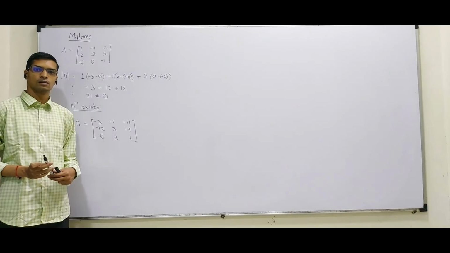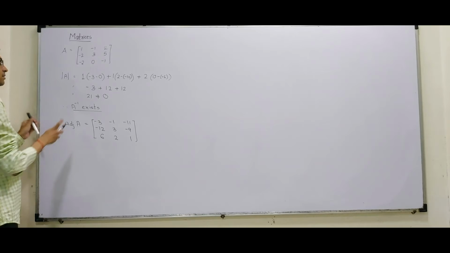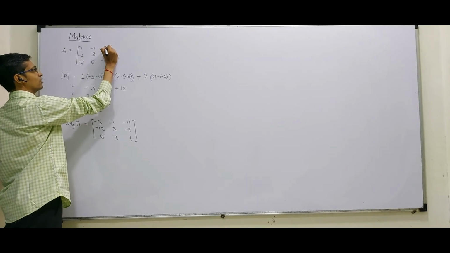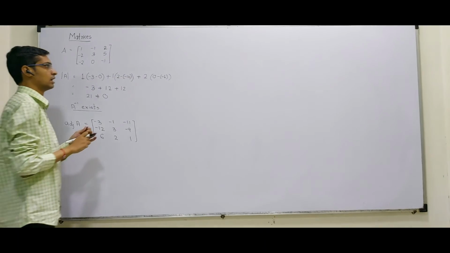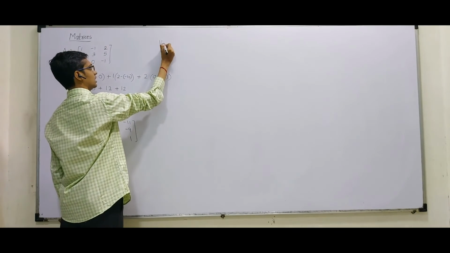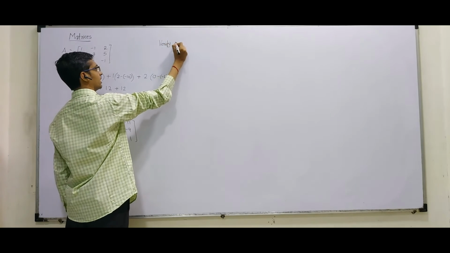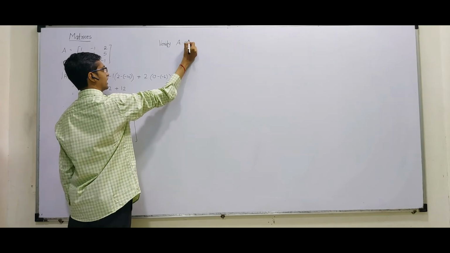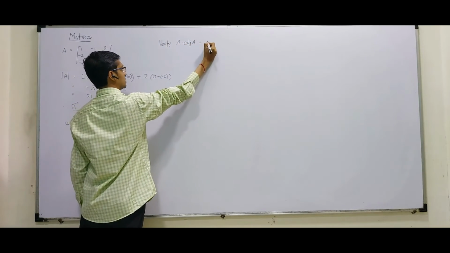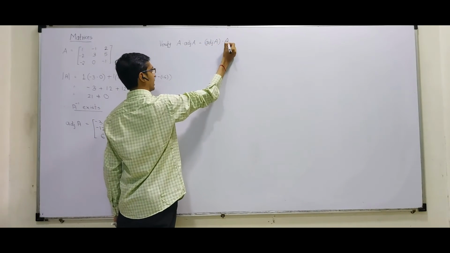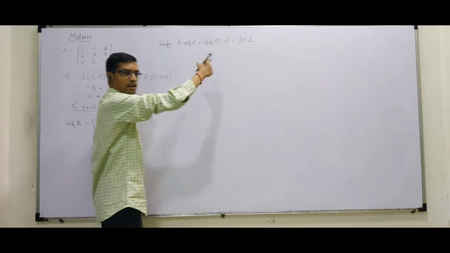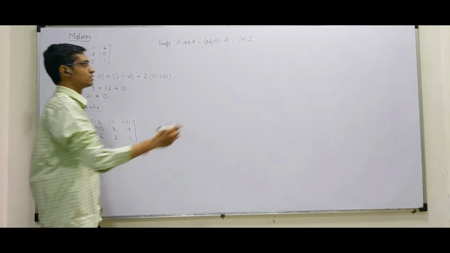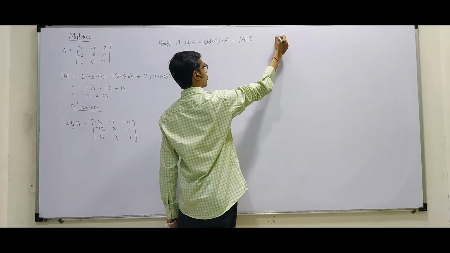Okay, children. I'll take the same example of the previous one because we have found A and we have found adjoint A. Now, very important sum. I have to prove that: verify whether A into adjoint A is equal to adjoint A into A is equal to determinant A into I. I need to verify this law. This sum is very important for 4 marks. Okay?